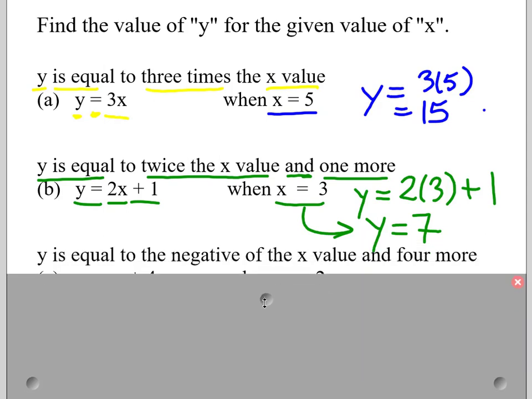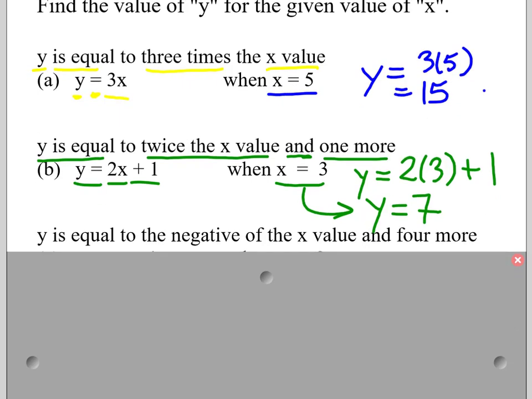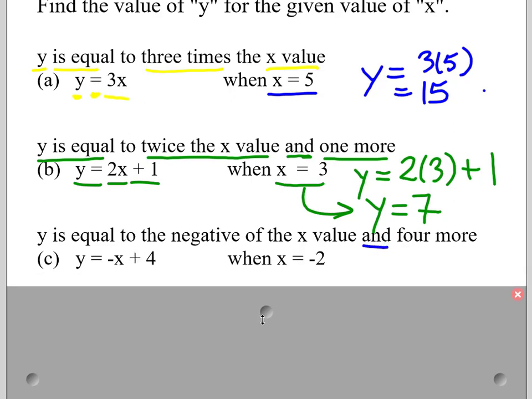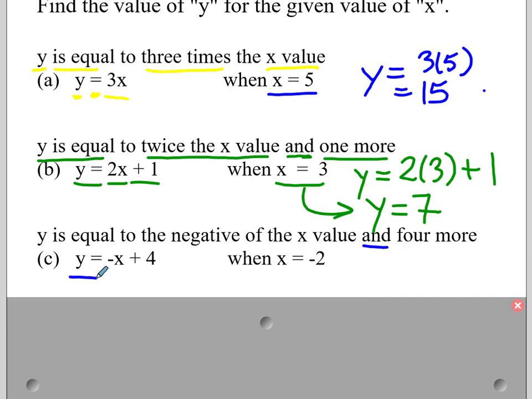This is an activity that takes several weeks to get used to, so don't panic if you don't get it right away. Y is equal to the negative of the x value and 4 more. Well, that would look something like this. Y is equal to the negative of the x value and 4 more.